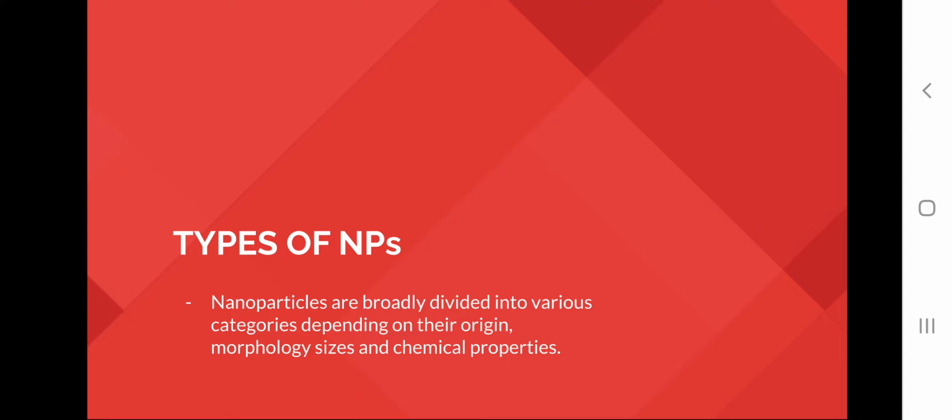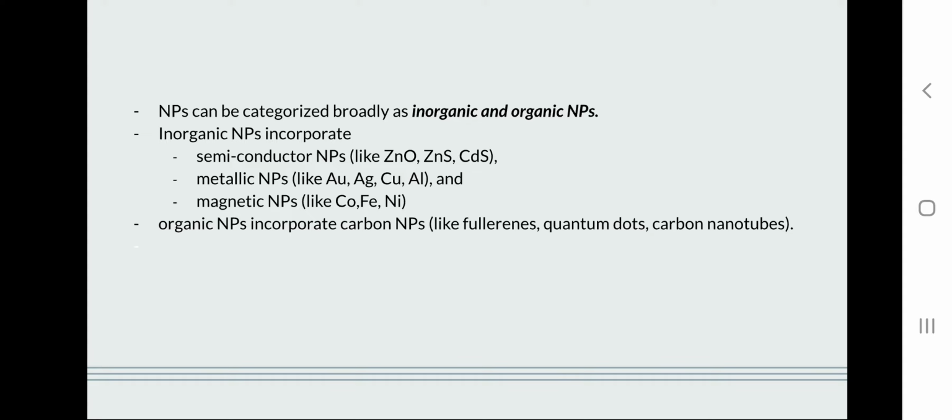Now let's look at the different types of nanoparticles. Nanoparticles can be broadly divided into various categories depending on their origin, morphology, sizes, and chemical properties. So the first categorization of nanoparticles is that they can be divided into inorganic and organic nanoparticles.